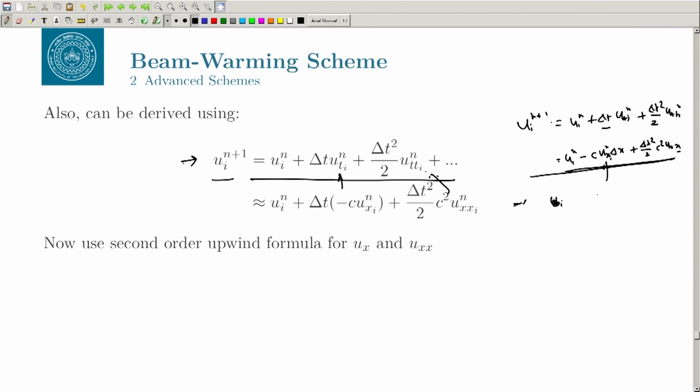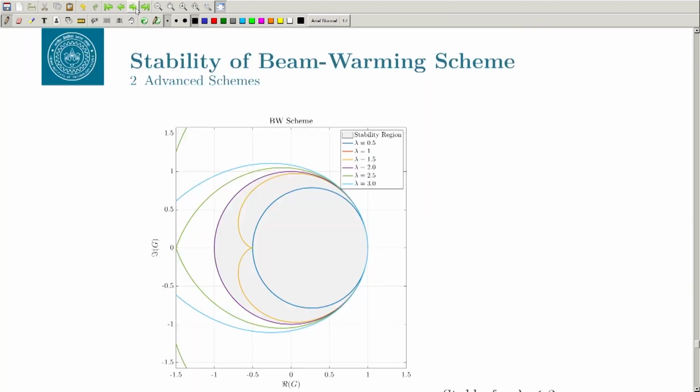What you need to do is find the u_x derivative at i n using a suitable scheme, and u_xx at i n using a suitable scheme. The one I was proposing is the backward differencing with 3 stencil points, i, i minus 1 and i minus 2. Here also this is i minus 1 and i minus 2. So, you can derive this Beam-Warming scheme.